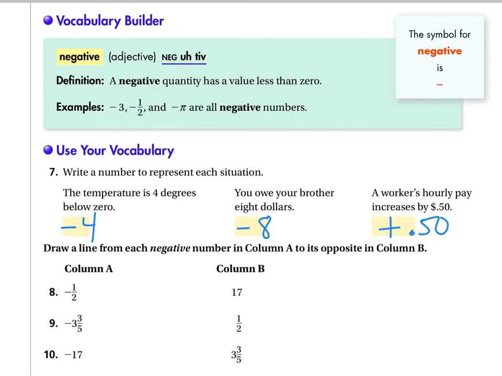Looking at the problems below, we want to draw a line from the negative number in column A to its opposite in column B. Well, the opposite would be its positive value. So 1/2 and negative 1/2 would be opposites. Negative 3 3/5 and positive 3 3/5 would be opposites. And likewise, negative 17 and positive 17 would be opposites.